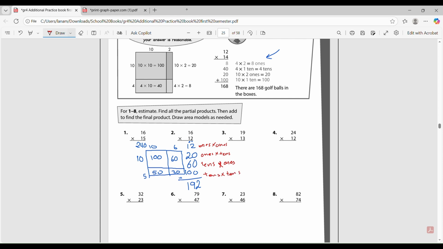Okay, so here we have 4 lines. The first one is for the ones of the first number multiplied by the ones of the other number. Then the ones of the first number multiplied by the tens of the other number. That's why we have ones multiplied by tens. Then I have the tens of the first number multiplied by the ones first, then the tens multiplied by the tens. That's why we have 4 numbers here.